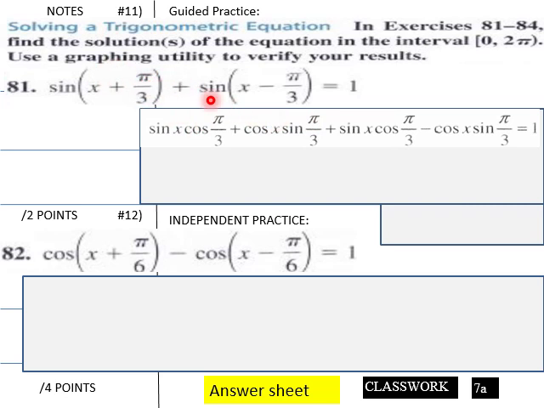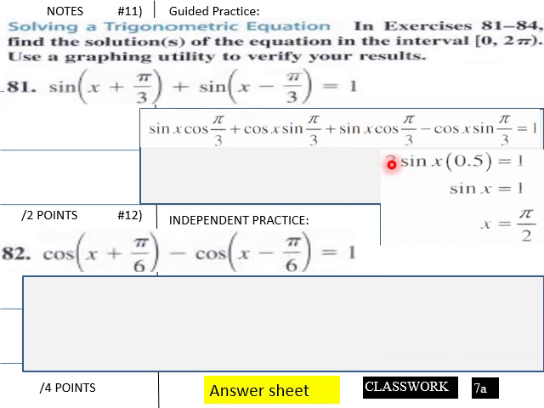So now we've expanded these two factors. Then we combine like terms, and we end up with 2 sine x cosine pi over 3. The negative cosine x sine pi over 3 cancels the other one out. Cosine pi over 3 is the same thing as 0.5, and then we have 2 sine x times 0.5 equals 1, so sine x equals 1. We solve for x, and x will equal pi over 2.